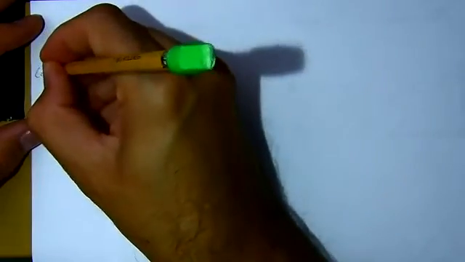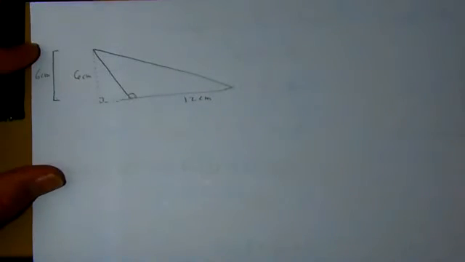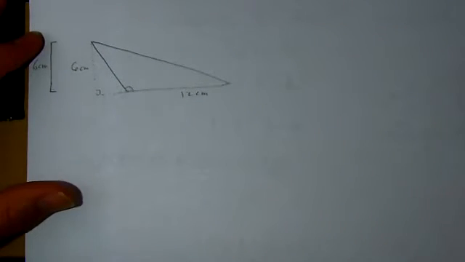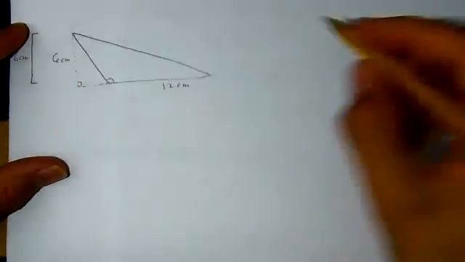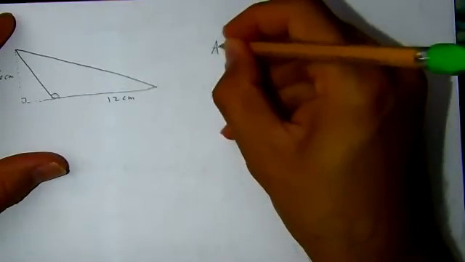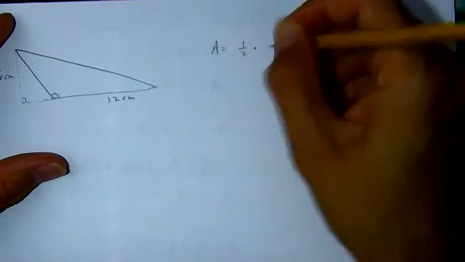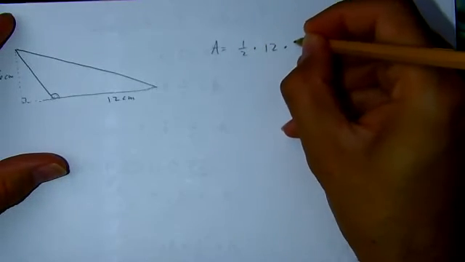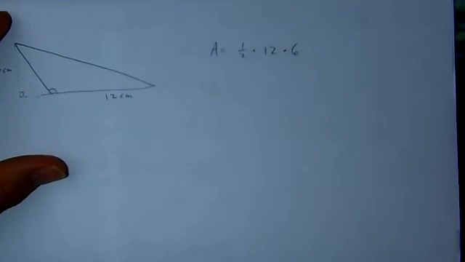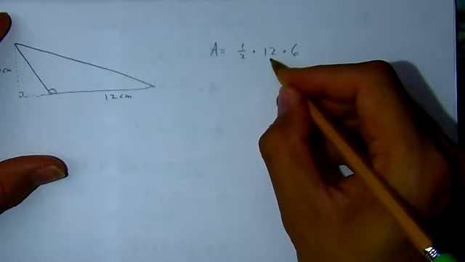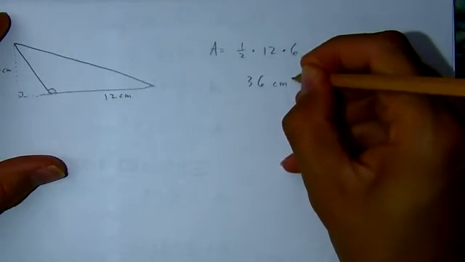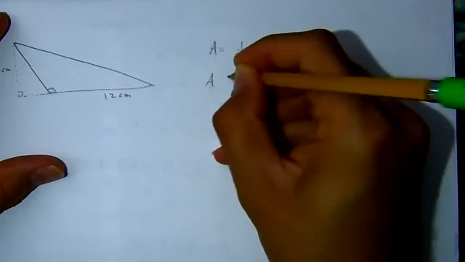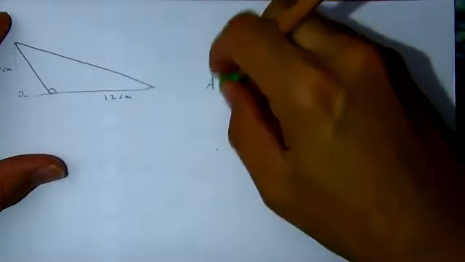and say 6 centimeters. Or they could just put it in word form and say the height of the triangle is 6 centimeters. Either way, you're only going to use that number and that number. So 1/2 times the base times the height. So half of 12 is 6. 6 times 6 is 36 centimeters squared. Oops, don't need 2 equals.